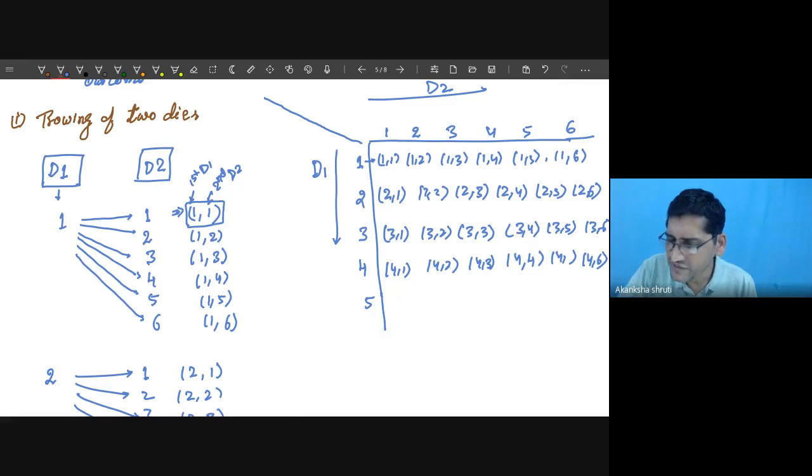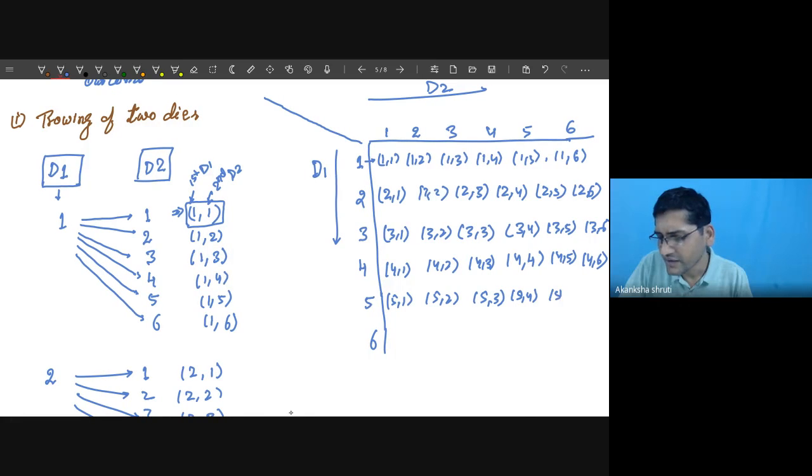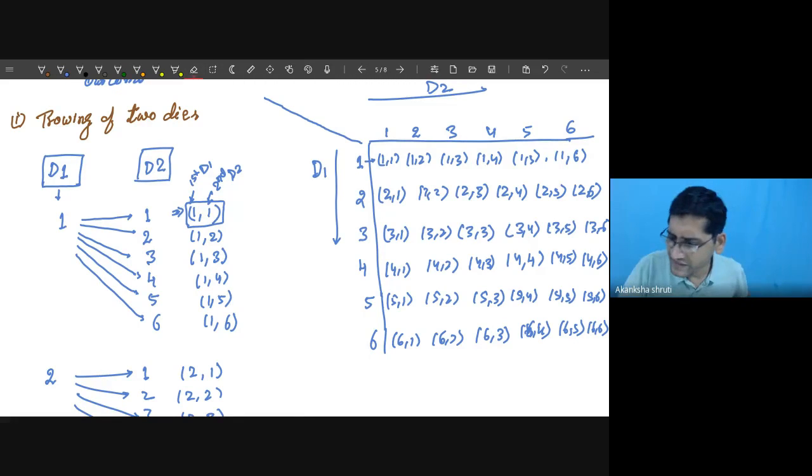Similarly, we have to write for the first outcome as 5, then for the 6. Let us write for the 5. On the first die, 5,1, 5,2, 5,3, 5,4, 5,5, 5,6. Taking 6 on the first die, 6,1, 6,2, 6,3, 6,4, 6,5, 6,6. Are you getting? These are the outcomes. So outcomes should include the information of both first and second.